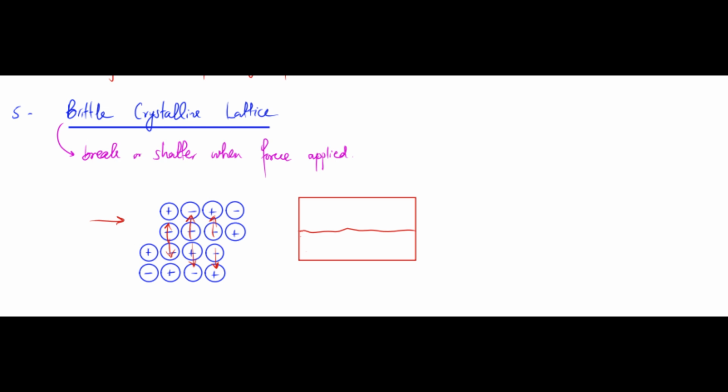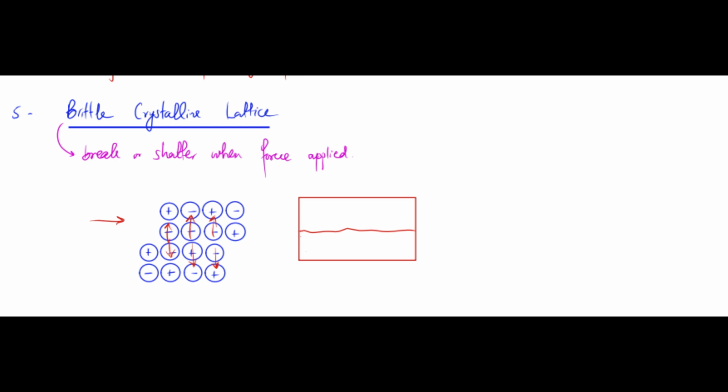Those structures are very regularly arranged, and in those structures the ions are very regularly arranged. So when pressure or force is applied, those layers can easily be shattered and broken. So that's another property of ionic compounds.